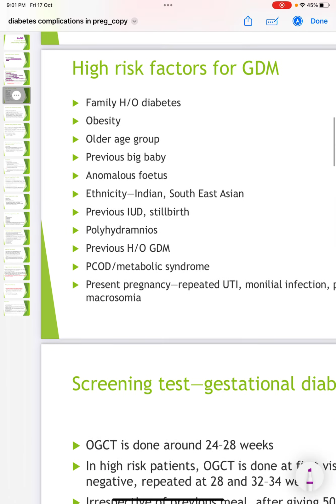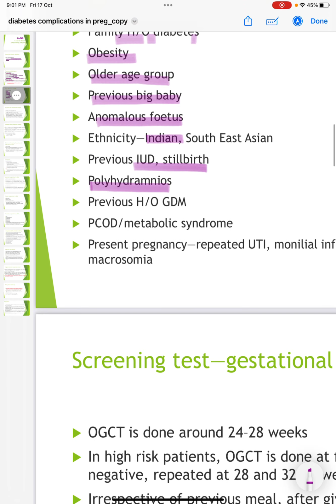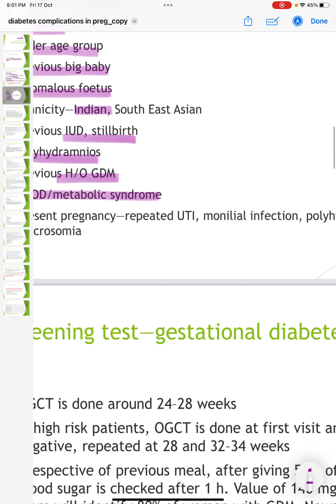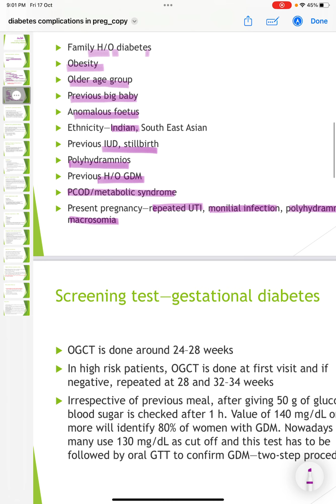So high risk factors for GDM: family history of diabetes mellitus, obesity, older age group, previous big baby, anomalous fetus, Indian, previous history of IUD or stillbirth, polyhydramnios, previous history of GDM, PCOD or metabolic syndrome. In the present pregnancy: repeated UTI, monilial infections, polyhydramnios and macrosomia.